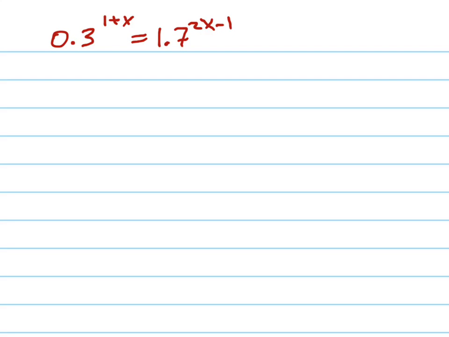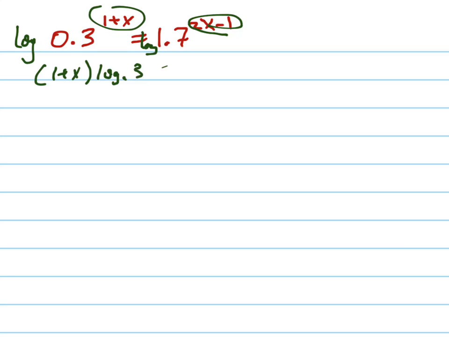Solve this one for x. There are a couple of ways; there are probably a couple of correct answers. One of the tricks here is to recognize the best way to write the answer. I'm first going to take the log of both sides so that I can bring those exponents down. So I get (1 plus x) times log of 0.3 equals (2x minus 1) times log of 1.7.